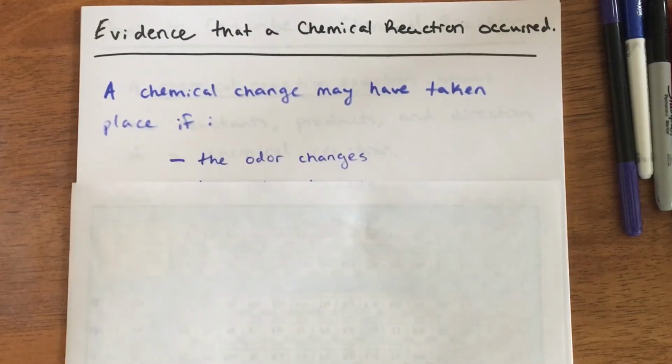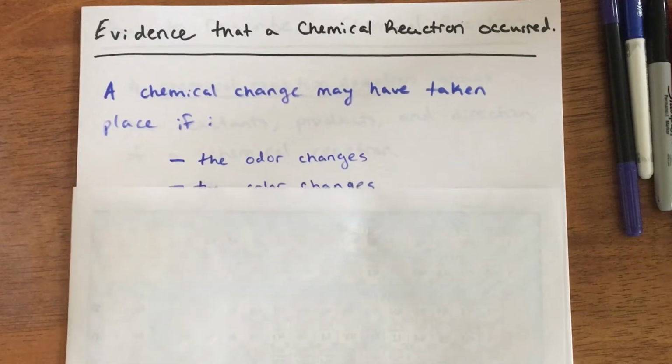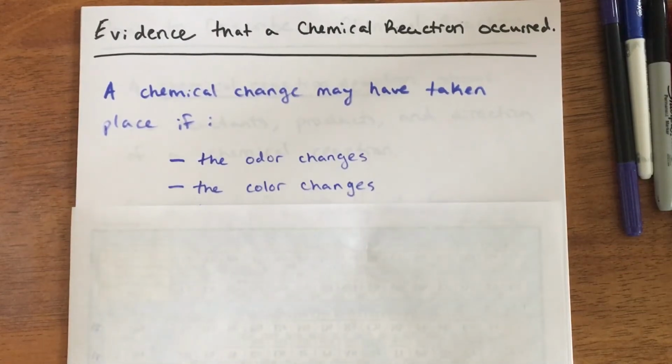So the first one's the odor changes. It smells differently. If you've ever baked, you're kind of smelling the result of a little bit of a chemical reaction. The color changes. There's a lot of chemical reactions in which the color changes. And color indicates that we now have a new substance, because different substances will often have different colors.